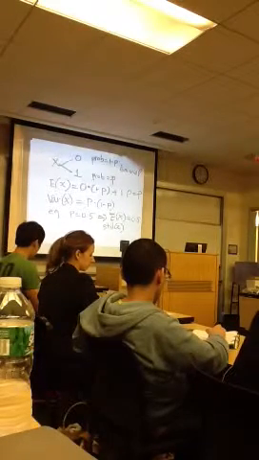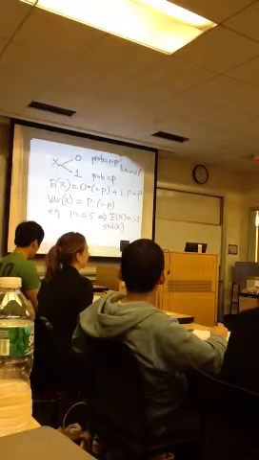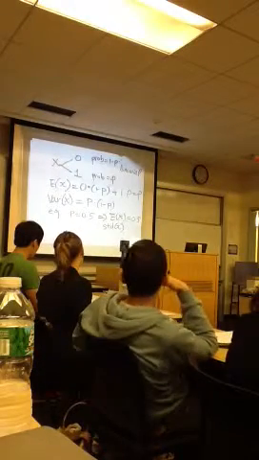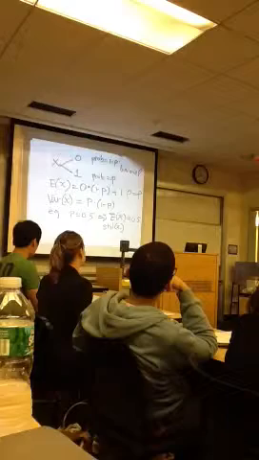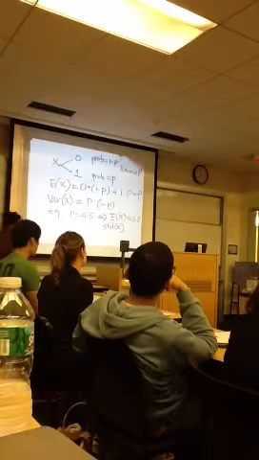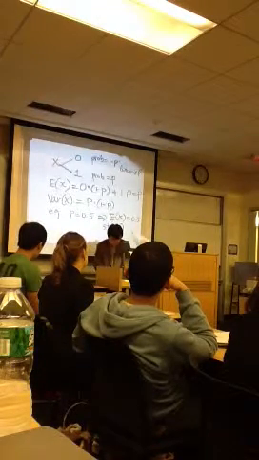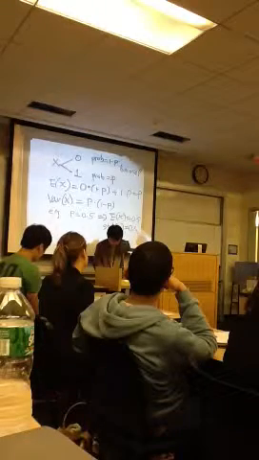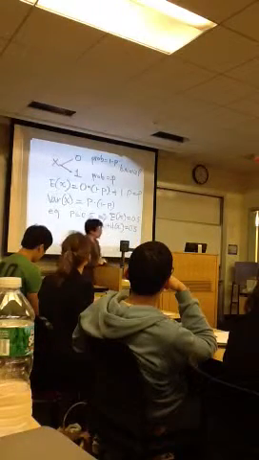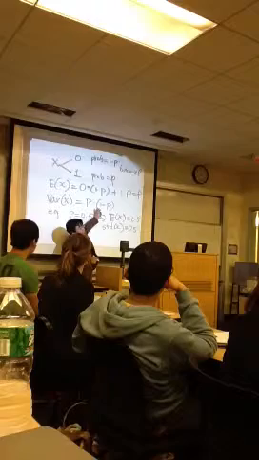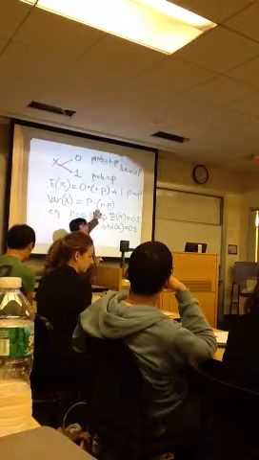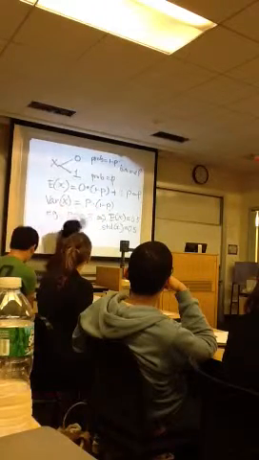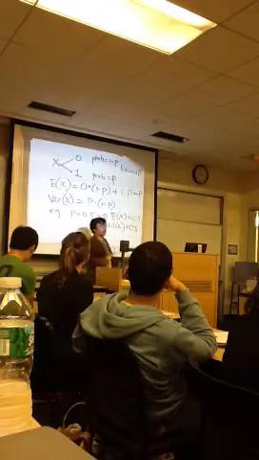Give me a number. 0.5. Okay, so just calculate variance, P times 1 minus P, 0.5 times 0.5, 0.25, and standard deviation is the square root of variance, 0.5. Okay?